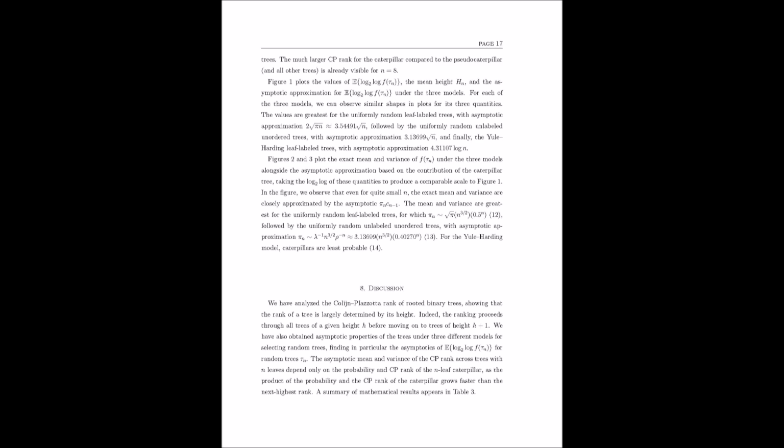All right, so this research paper digs into this link between a tree's Colijn Plazzotta rank, remember it's like its ID number, and its height. And when we're talking height here, imagine you're dropping a marble from the very top of the tree, and you watch it bounce all the way down to the bottom. The number of levels that marble goes through, that's the tree's height.